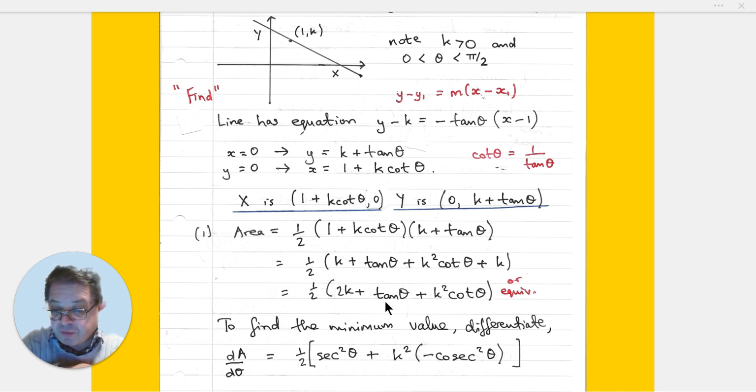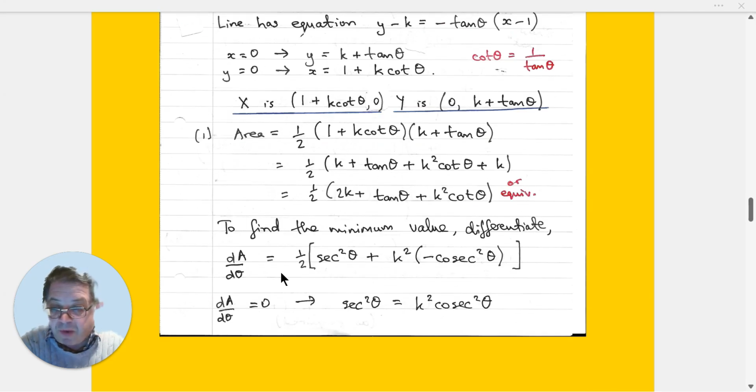The next part of the question wants us to minimize the area of the triangle as theta varies. So we differentiate the expression for area, dA/d theta. k is a constant, so that differentiates to naught. Tan of theta differentiates to sec squared, and cot theta to minus cosec squared of theta. If you're taking a STEP exam, these are results you really want to know. You don't want to be spending time in an exam working out these results from scratch.